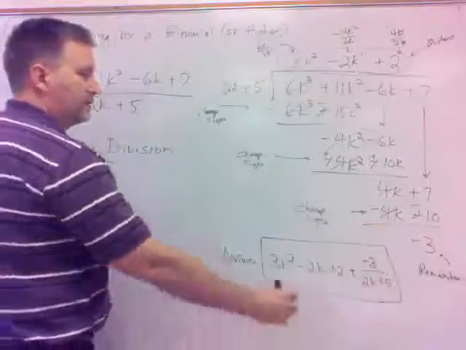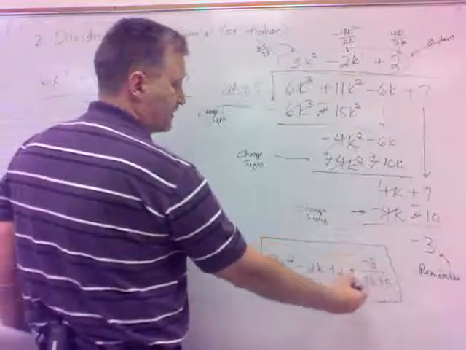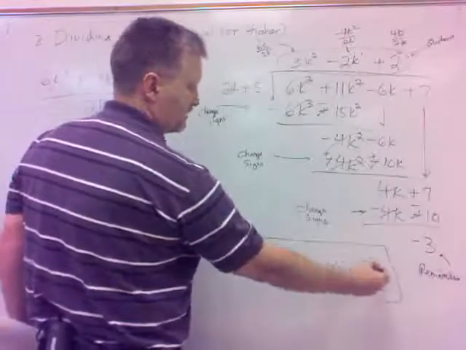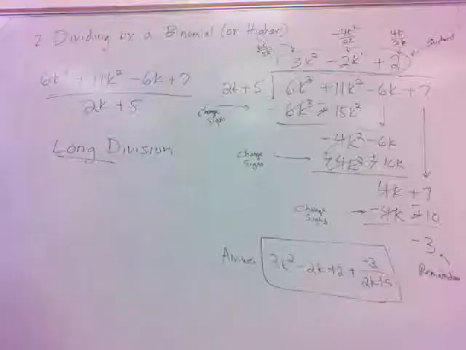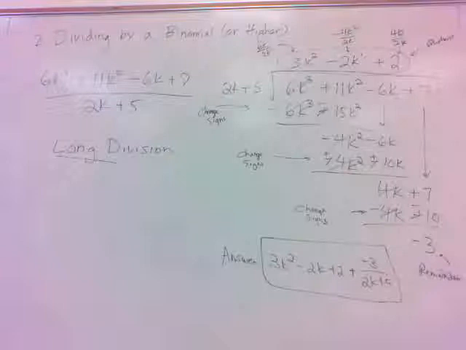Now you might note there I could just say minus and then 3 over 2k plus 5 if you prefer. But that would be one correct way of doing it. Okay? All right. Let's do another.